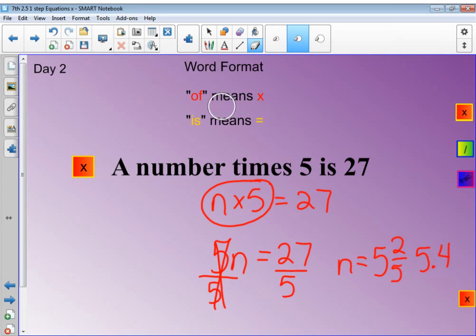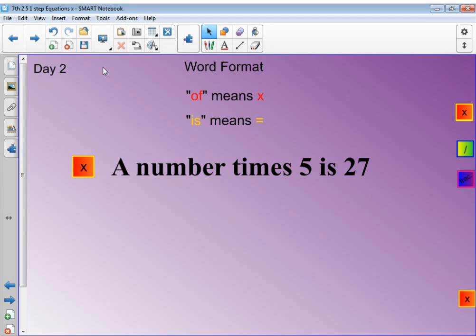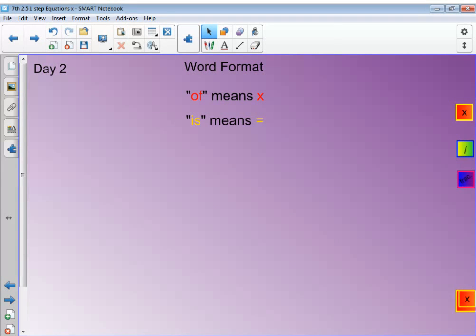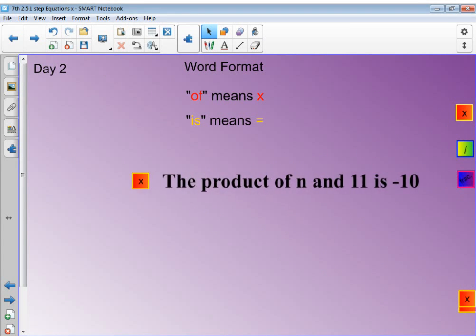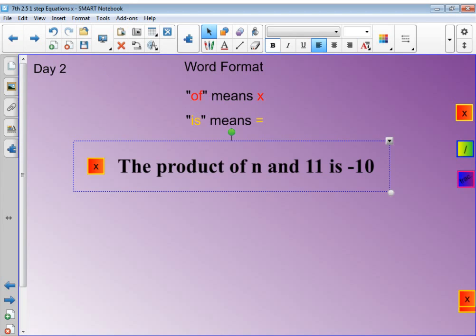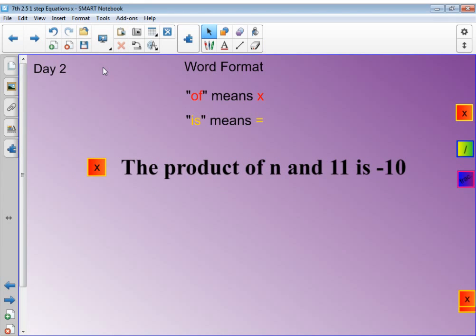Okay, so I'm going to give you guys one to do. The product of n and 11 is negative 10. So go ahead and pause your video and work your way through this one.